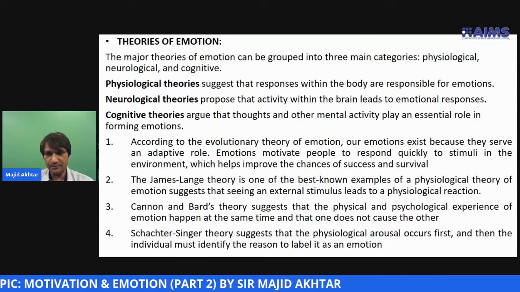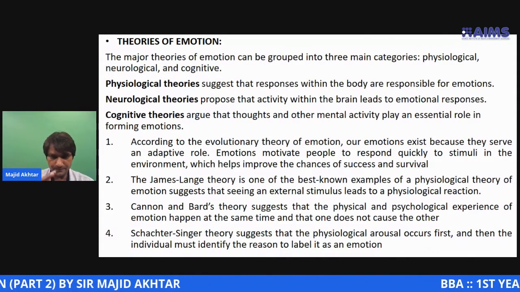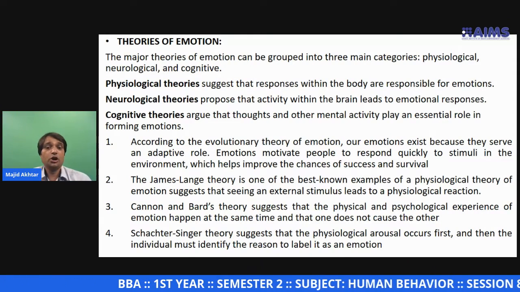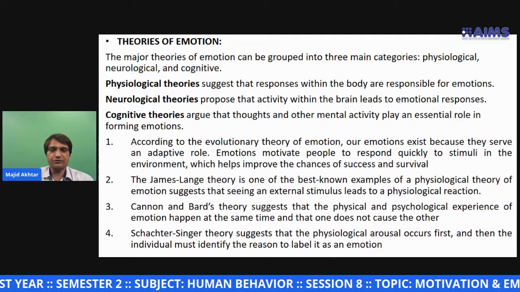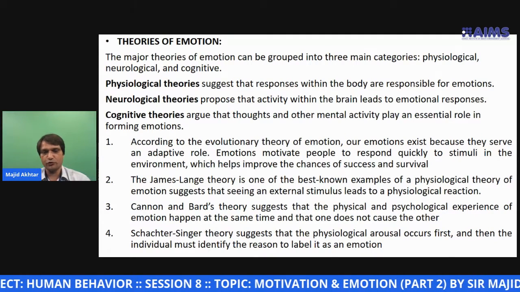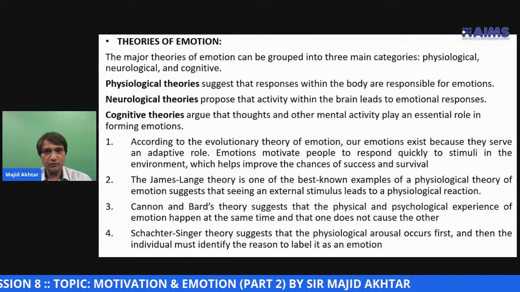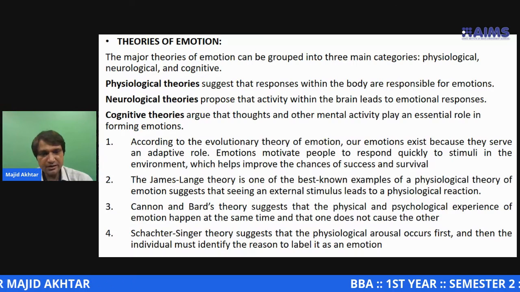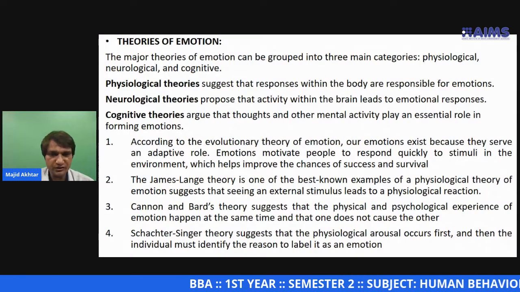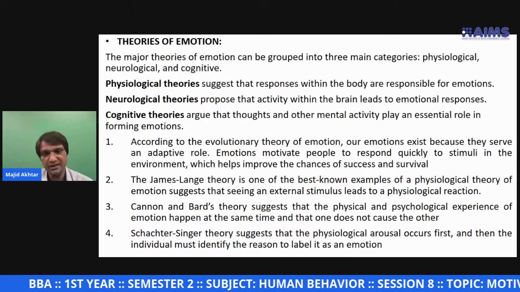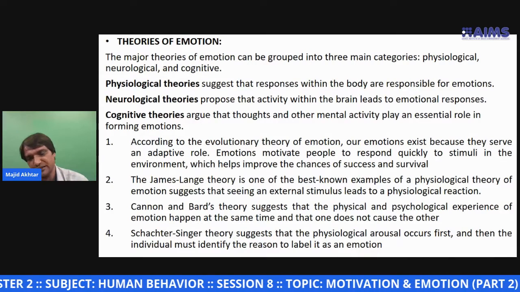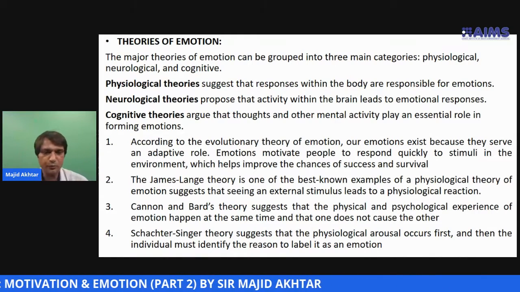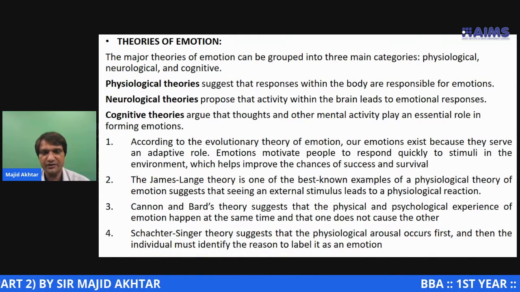I'm just trying to create an example in which, because of watching that celebrity, there is going to be a stimulus which is going to trigger a certain type of emotions, which are obviously emotions of affection and love. So the James Lange theory is one of the best known examples of a physiological theory of emotion, such that seeing an external stimulus, like we discussed, watching a bear, or a lion, or a celebrity, triggers a certain type of emotions.